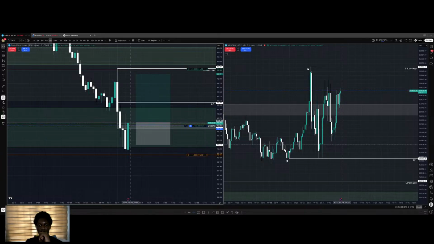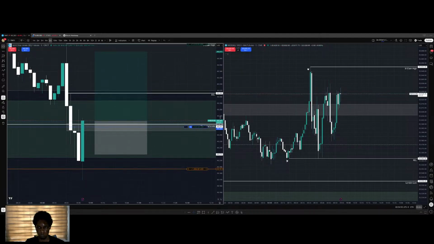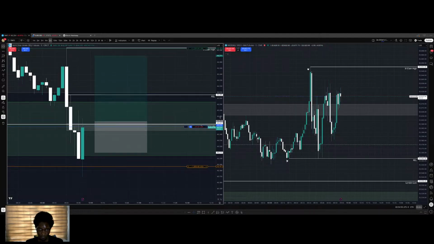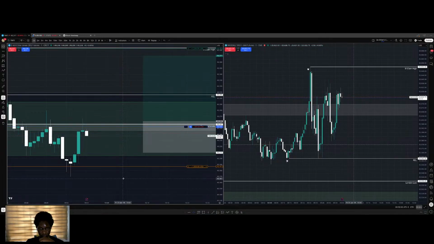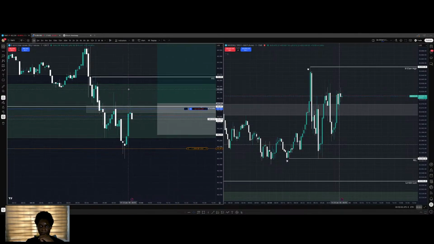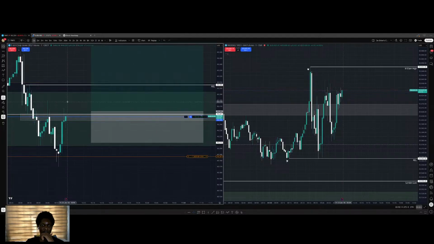So we want to see this close above this gap in 18 seconds. Yep, it's rejecting. That's not good. So you can see it's rejecting. So let's see if this candle closes above here. If that happens, I'll just move my stop all the way.